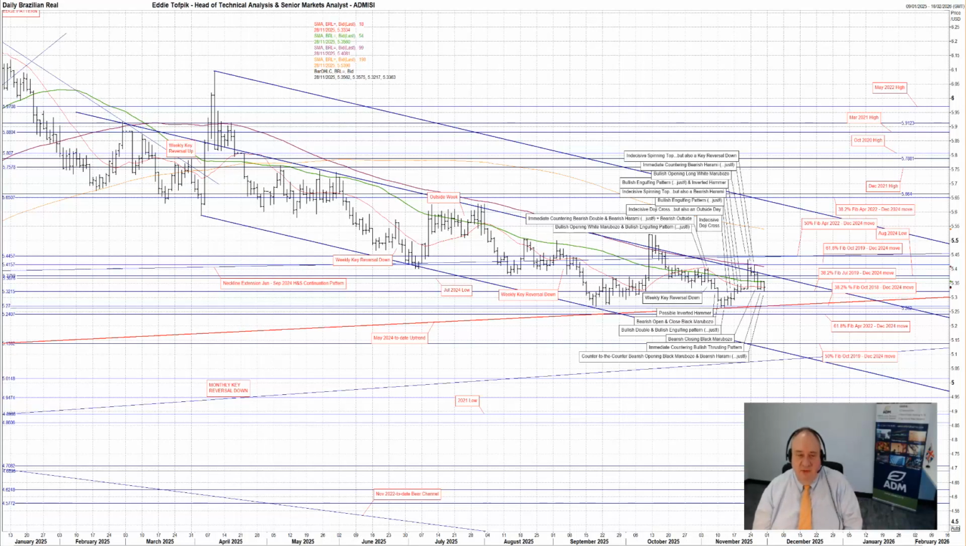US dollar against the Brazilian real. A counter to the counter, bearish opening black marubozu and bearish harami on Friday, if only just on the latter. This after the previous session's immediate countering bullish thrusting pattern. The top side was capped by the green short medium moving average, currently 535.60, with further up the July 24 low at 536.76 and the August 24 low at 537.59. That is just ahead of the dark blue middle line of the December 24, which is currently at 537.99, and that's of the December 24 to mid-April 25 bearish shift pitchfork.